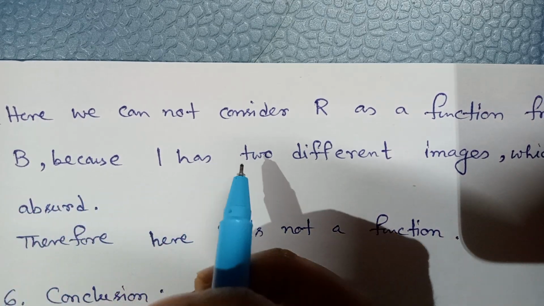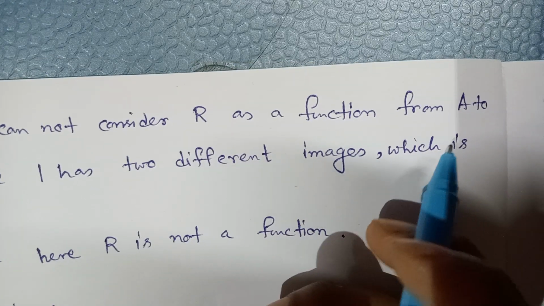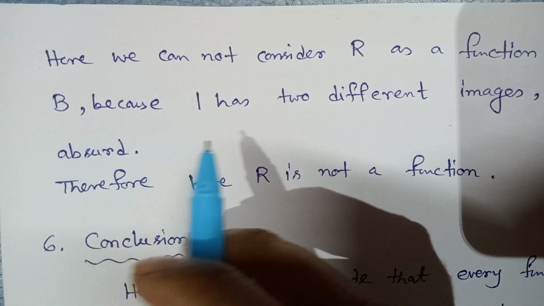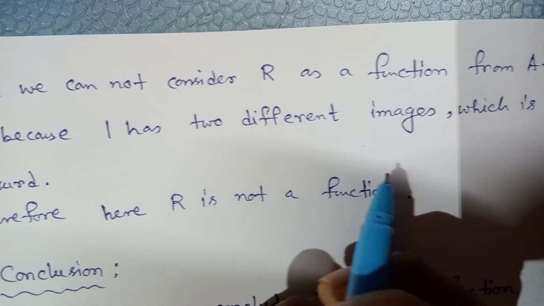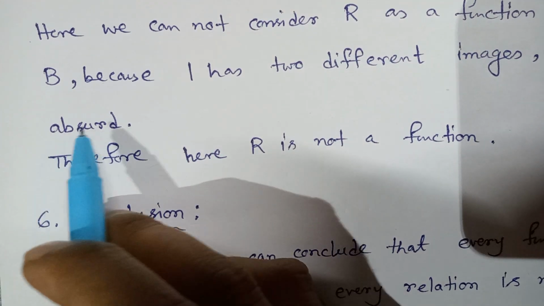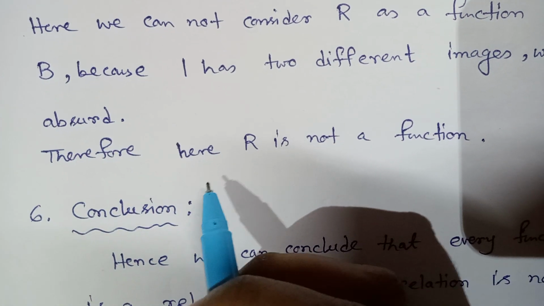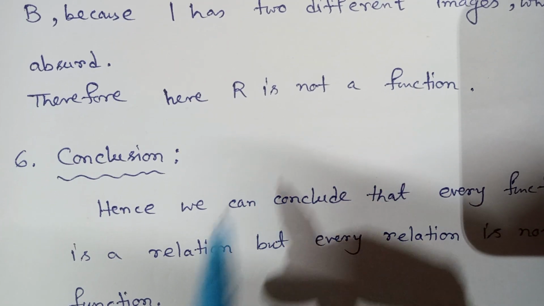Here we cannot consider R as a function from A to B because one has two different images, which is absurd. Therefore, here R is not a function.